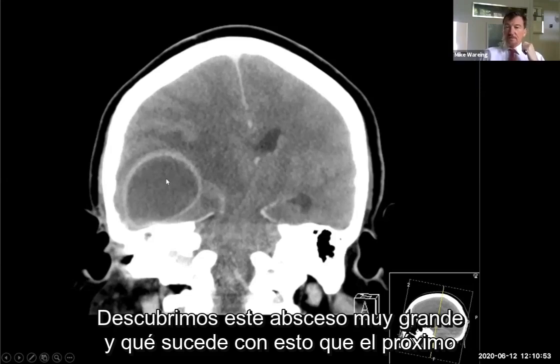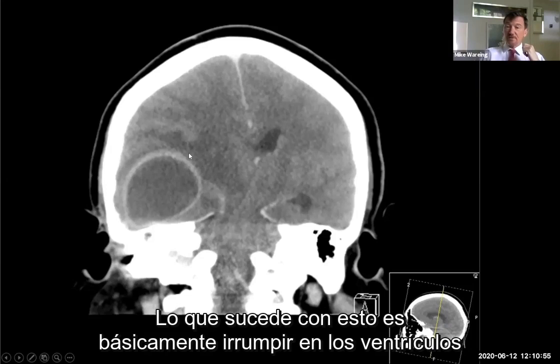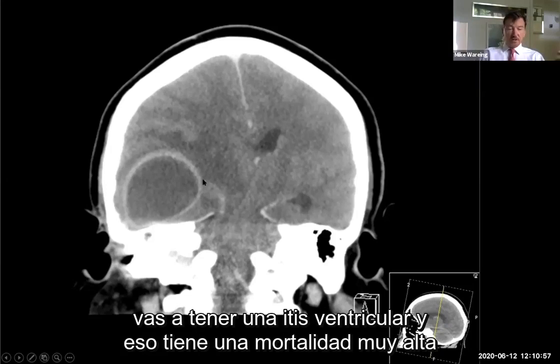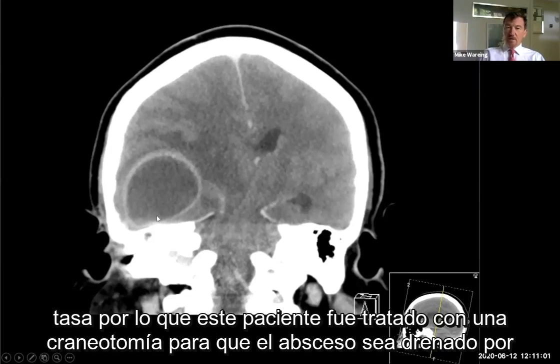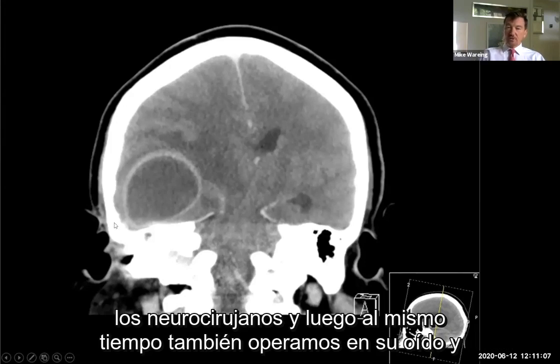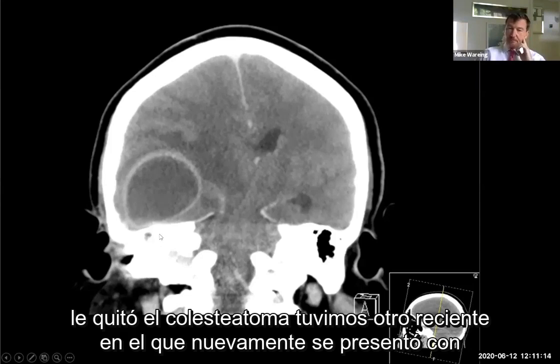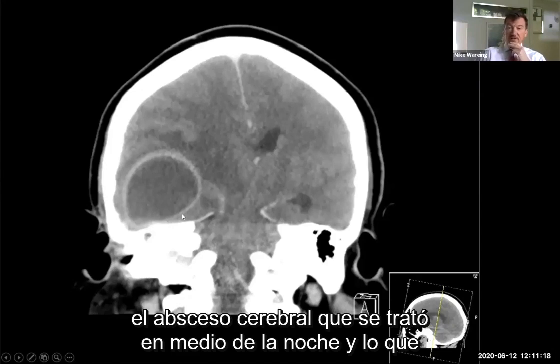And the next thing that happens with this is basically it bursts into the ventricles. You get a ventriculitis, and that's got a really very high mortality rate. So this patient was treated with a craniotomy. The abscess is drained by the neurosurgeons, and then at the same time, we also operated on his ear and removed his cholesteatoma.